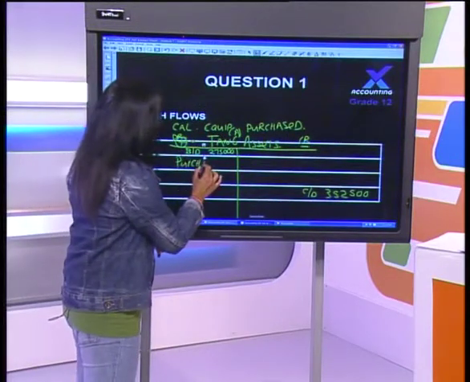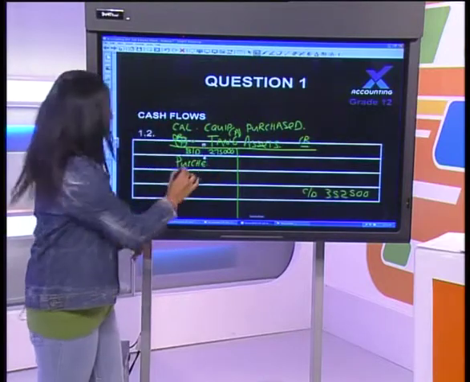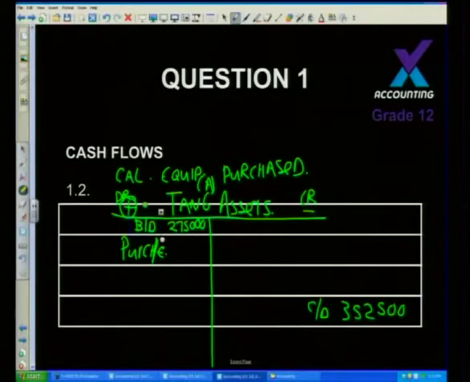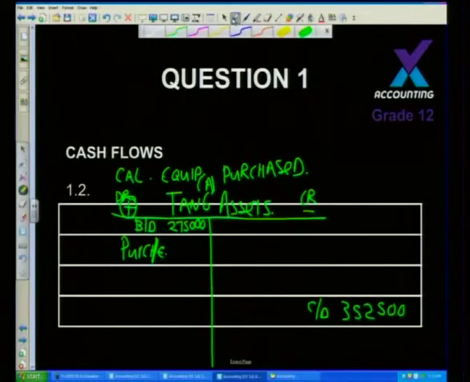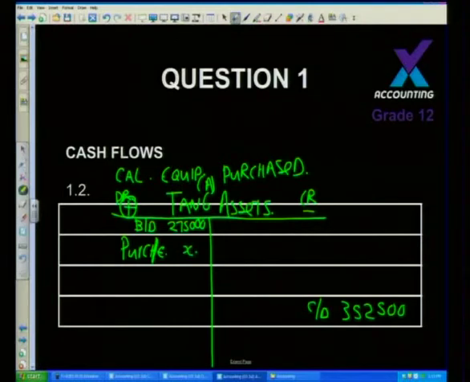What was the purchase of your equipment? People, I hope you can see this. That should be an E, purchase of equipment. So this is what I obviously am trying to calculate. Okay, let's just put an X there. That's what I'm trying to calculate.